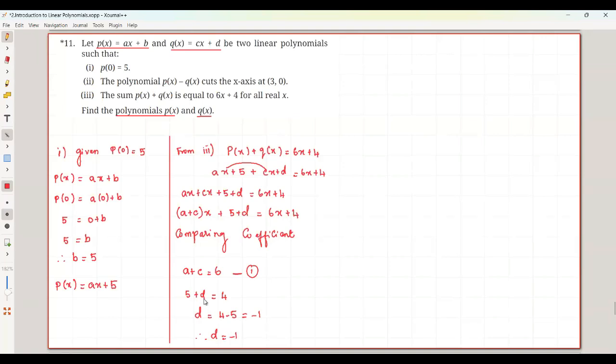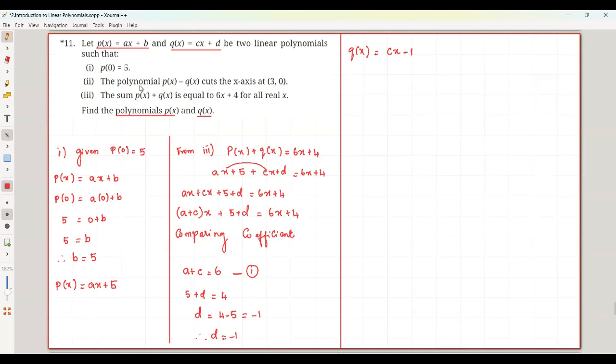So d is equal to minus 1 means you can just write q of x as cx plus d. Instead of d, I can just write it as minus 1, like cx minus 1, right? So now this is q of x.